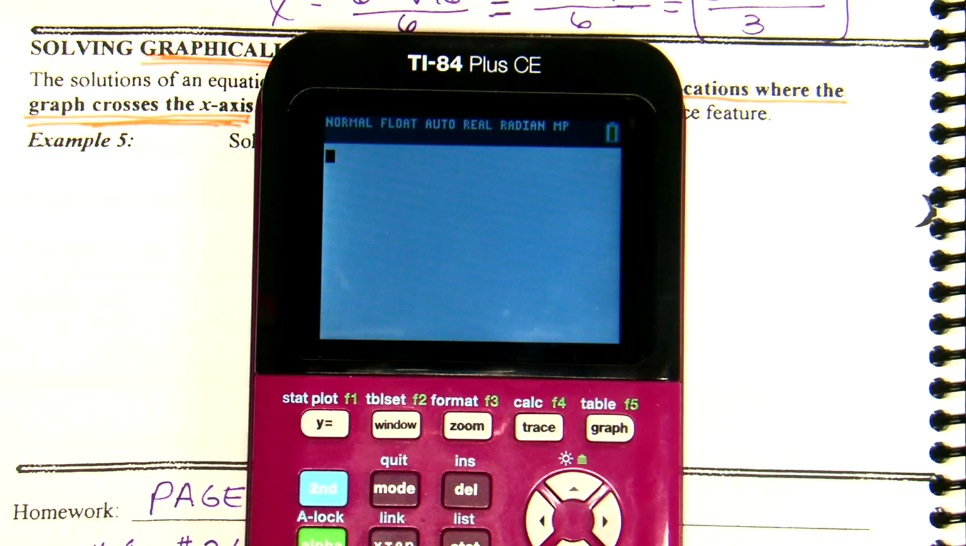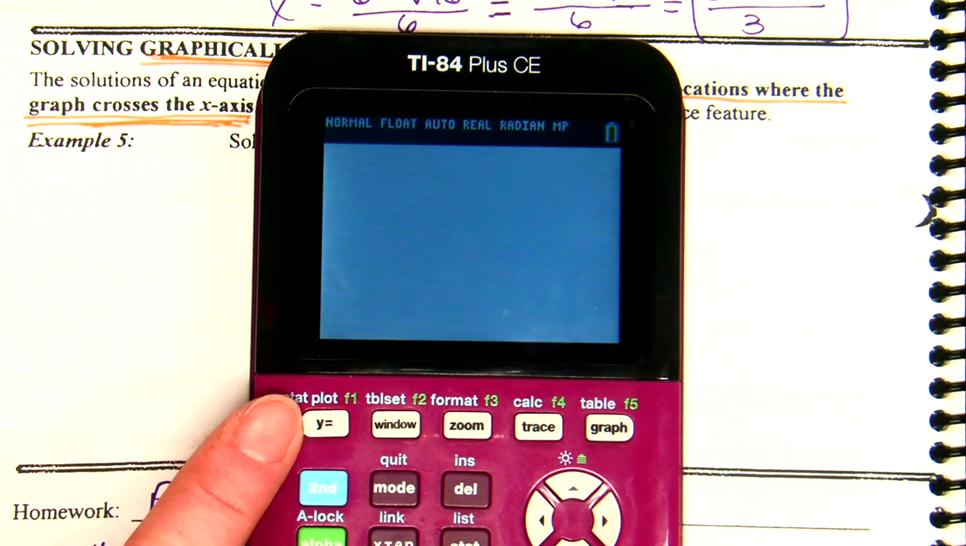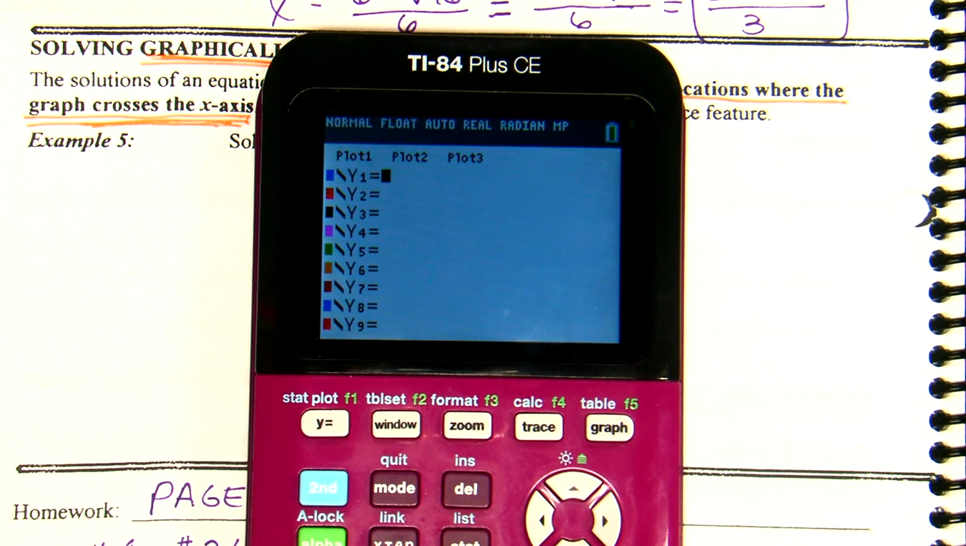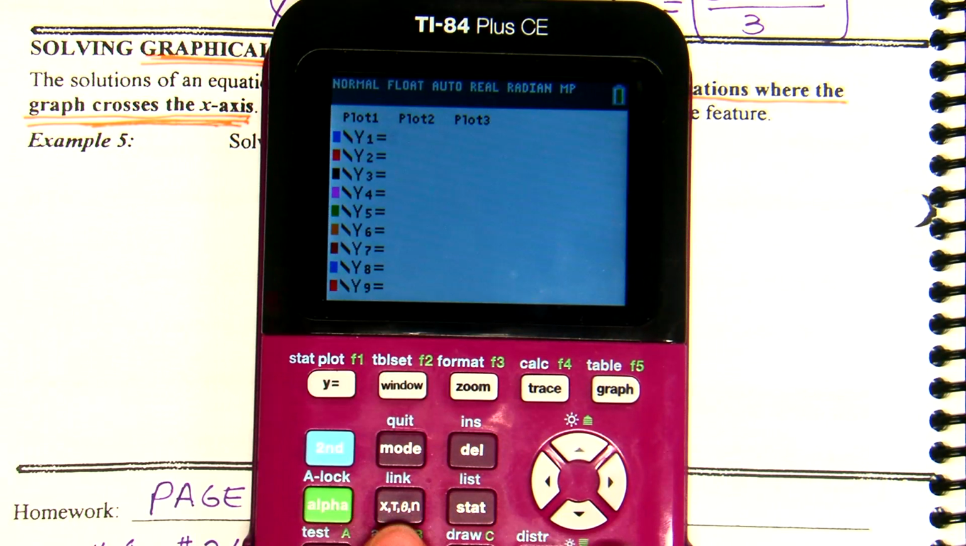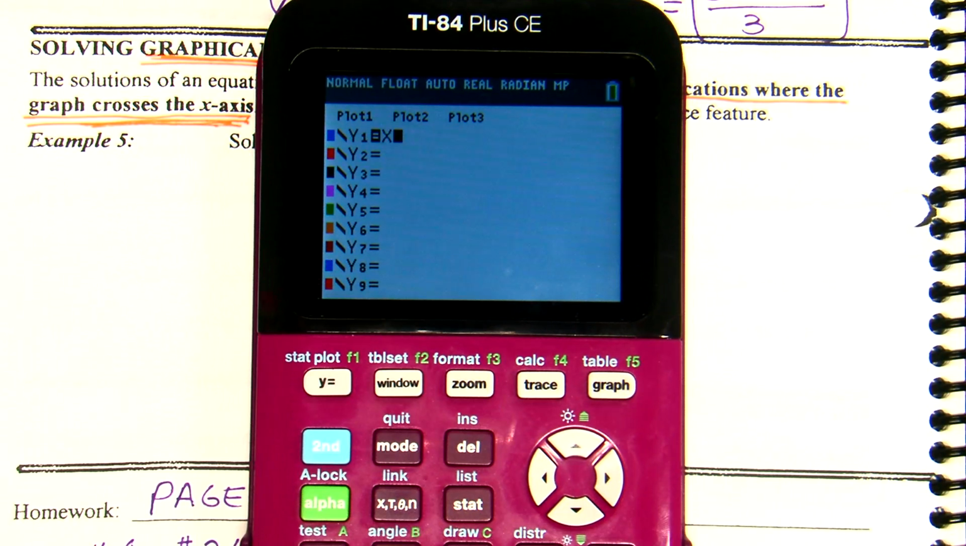Okay, so how do I graph this on the calculator? Where do I go first? Y equals button here, yes? Okay, so we're going to go to the y equals button up in the top left. And if you have other stuff up there, clear it out. And we're going to type in that equation. Remember to get an x. Right here next to the alpha button is this X,T,theta,n. So that's your variable, yes? So I'm going to use that for my x.